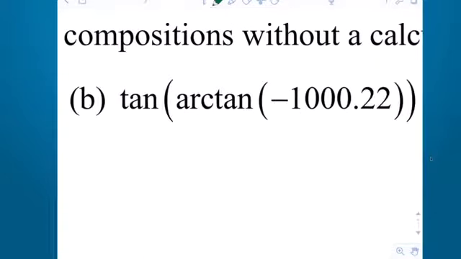Okay, letter B. Tangent of arctangent of negative 1000.22. What a cute number. I'm starting with what, an angle or a ratio? A ratio. Is it a legal ratio? What are the legal ratios for tangent? All real numbers. Is that a real number? Yes. Okay. So that would be just the number. This is the one we saw up above where it always undoes itself. As long as it's a real number.